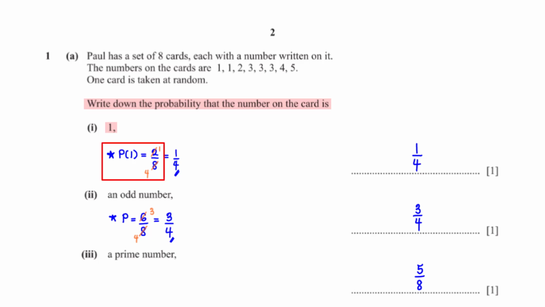This probability is equal to the number of cards with a 1, which is 2, divided by the total number of cards, which is 8. 2 over 8 simplifies to 1 over 4.